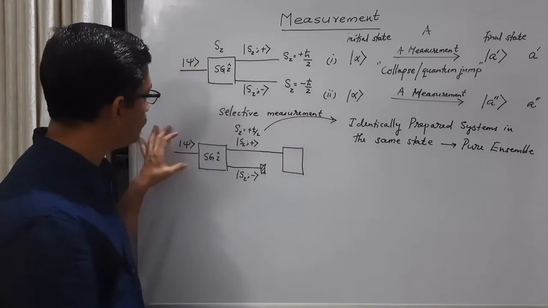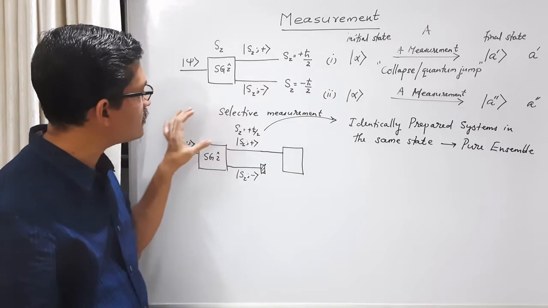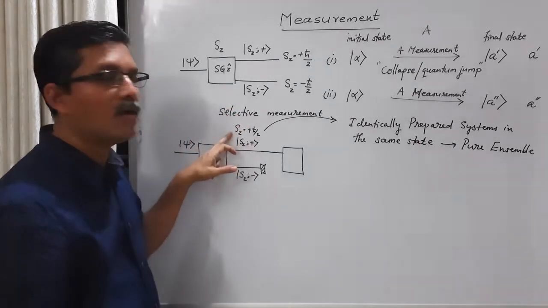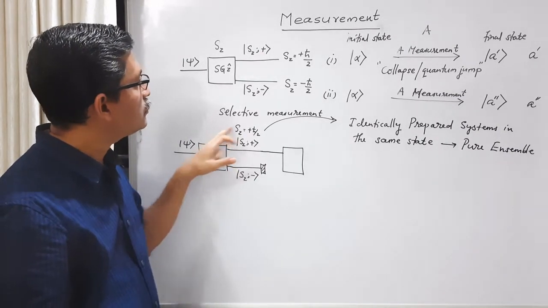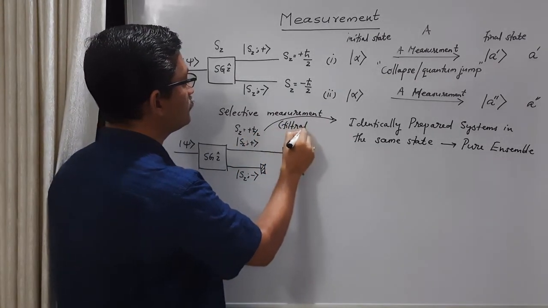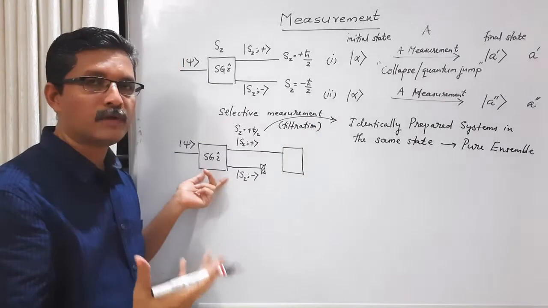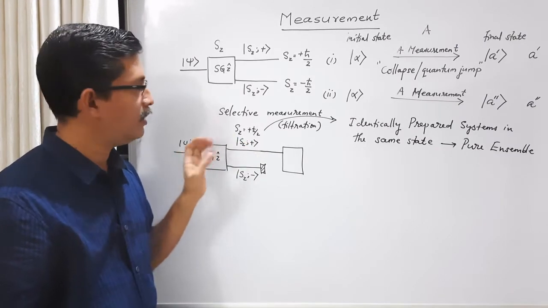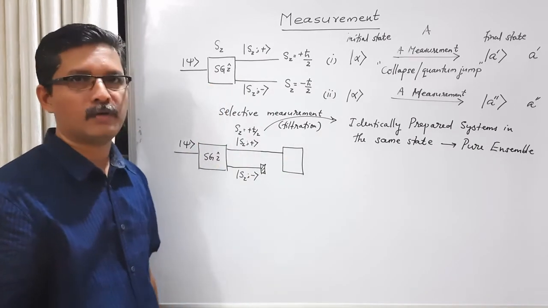Out of particles where spins are oriented in random directions, we select 50% of particles with the spin exactly oriented with Sz equal to plus h cross by 2. So it's a selective measurement, or another name is filtration. The first Stern-Gerlach apparatus here acts as sort of a filter. It filters half the particles with Sz equal to plus h cross by 2. So by selective measurement or filtration, we can construct a pure ensemble. This is an example of a pure ensemble.